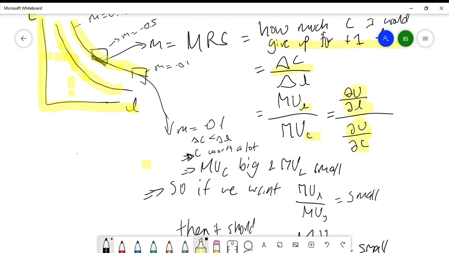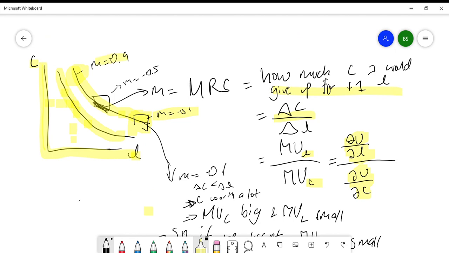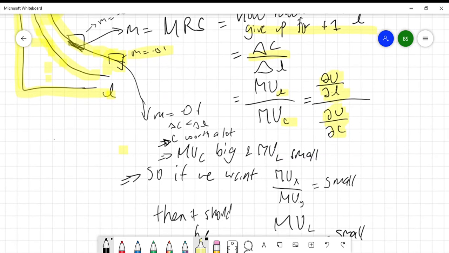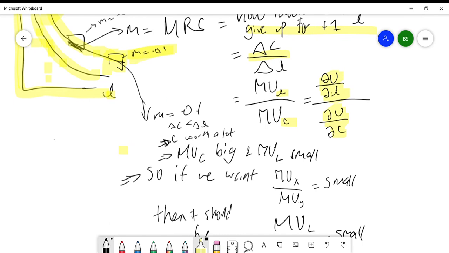In this part of the curve, the slope is very flat. For example, let's say it's 0.1, whereas the slope at the top over here is like negative 0.9, so it's very steep. We'll look at this 0.1 location first. If the slope is 0.1, that means I would give up very little consumption for one more leisure, because the slope is very small, so the change in consumption is way smaller than the change in leisure.